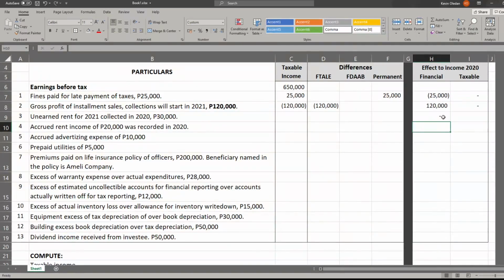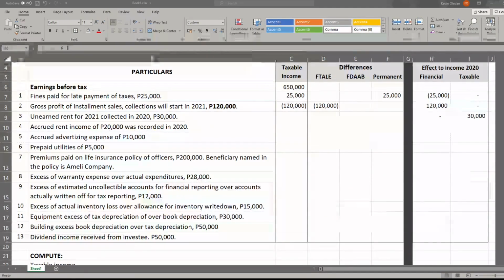However, since it was already collected in 2020, pag tinanong mo si BIR kung income ba yan o hindi, ang sasabihin sa'yo, opo, part yan ng taxable income mo kasi na-receive mo na ang payment. Kasi ano ulit? Taxable income will follow mostly cash basis accounting. Modified cash basis of accounting. So that's it for your unearned rent of 2021.